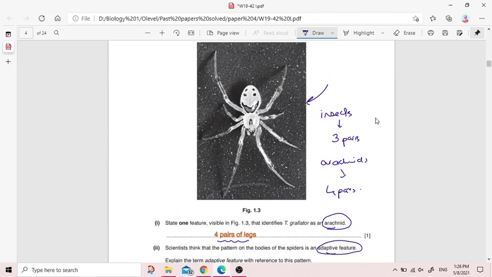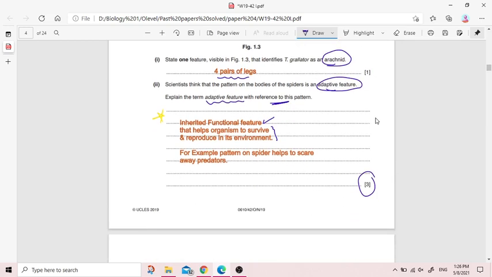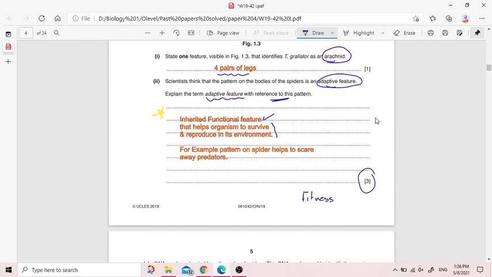I should tell him what is the adaptive feature, إيه الdefinition بتاعها أصلا, and then you tell him a feature in this spider that acts as an adaptive feature. يبقى إيه هي الadaptive feature? It is an inherited functional feature that helps the organism to survive and reproduce in its environment. لو نراجع برضو على definition of fitness, it is very similar to the definition of adaptive feature. الfitness هو ايه؟ Probability of the organism to survive and reproduce in its environment. طب what is the adaptive feature? It is the inherited functional feature that helps the organism to survive and reproduce in its environment. يبقى they're very similar. دي الكاركتر نفسها and this is the feature that helps the fitness.